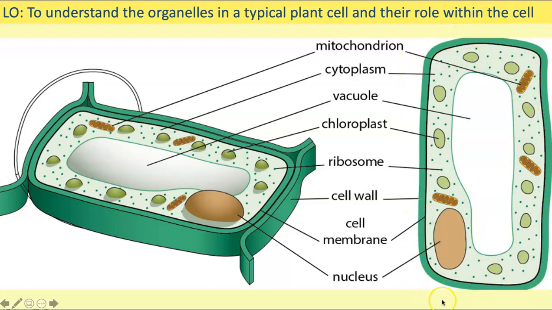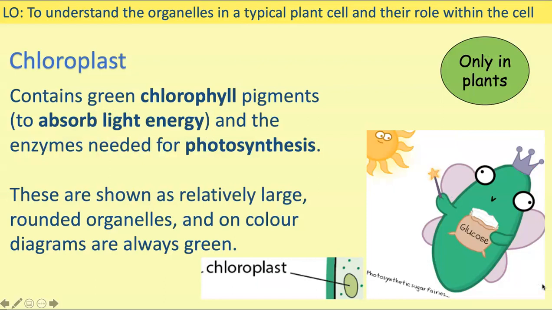We're now going to carry on and go through the 3 organelles that we have not met yet that are only found in plant cells. First, we have the chloroplasts. These contain a green pigment called chlorophyll, and chlorophyll allows the plant to absorb light energy. And the chloroplasts also contain the enzymes that are needed for photosynthesis.